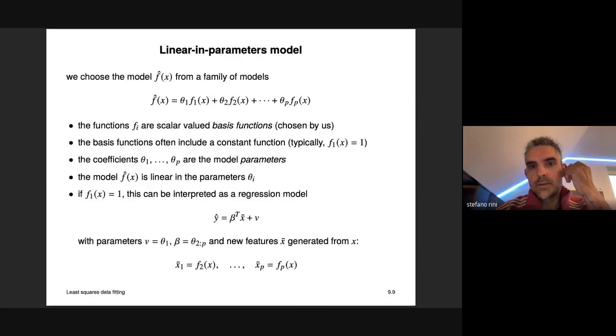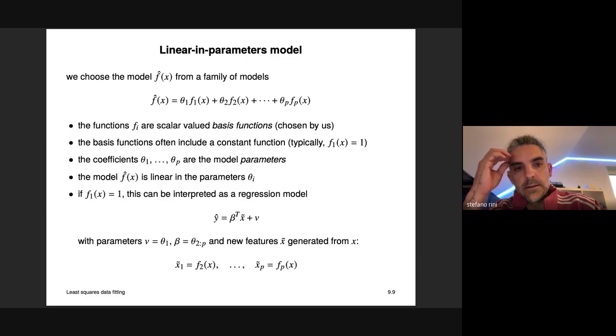Linear in-parameter models, okay? So if we choose the family of models, now we have that our prediction function is a certain weighting of other functions, f1 to fp, right? The functions fi are scalar-valued basis functions. So we can choose a certain set of basis functions, and these basis functions often include a constant function, which is f1(x) equal to 1. So there is a constant function.